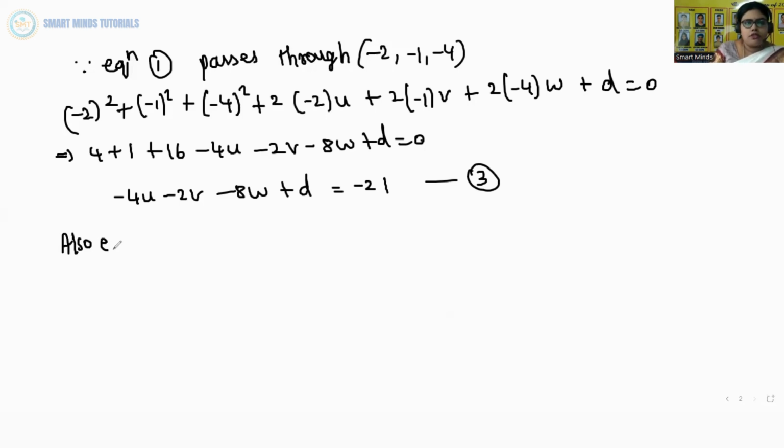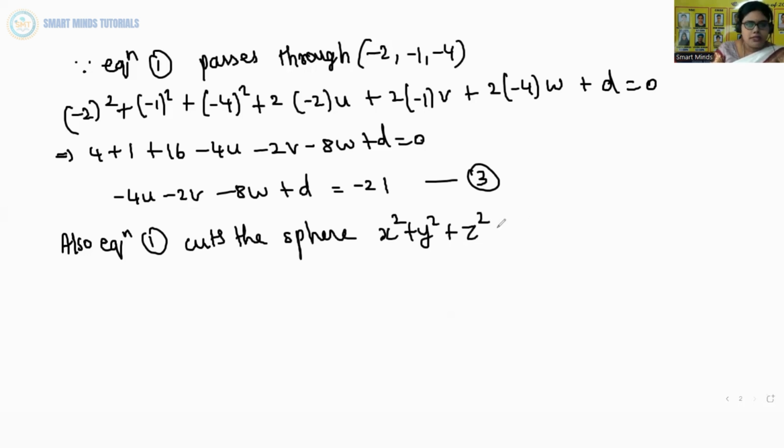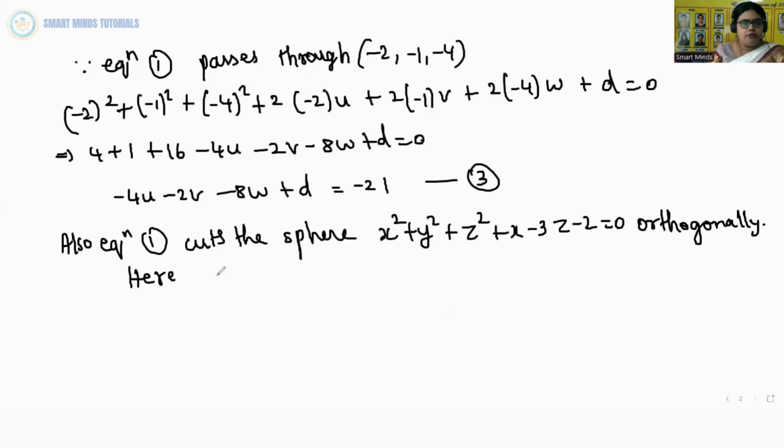Now also equation number 1 cuts the sphere x square plus y square plus z square plus x minus 3z minus 2 is equal to 0 orthogonally. I have already given you the orthogonal condition. So from this sphere equation we find u, v, w and d values. u is half of the coefficient of x and v is half of the coefficient of y, but there is no y term here. So v becomes 0, w is minus 3 by 2 and d is minus 2.